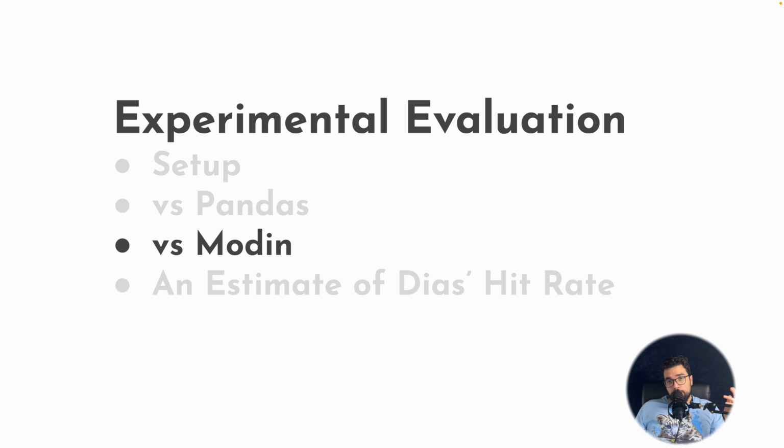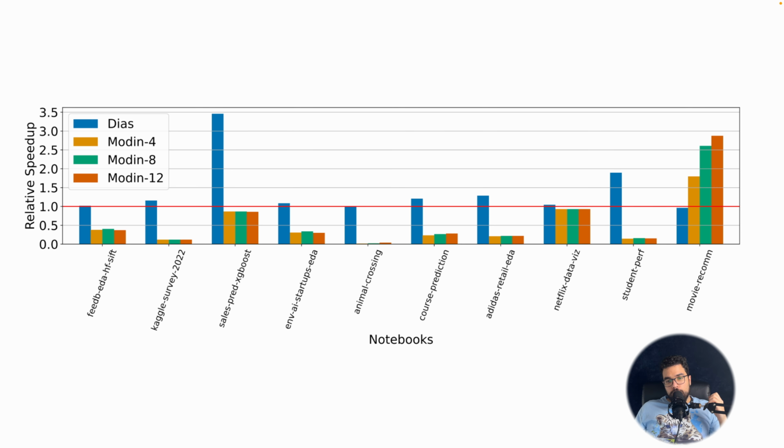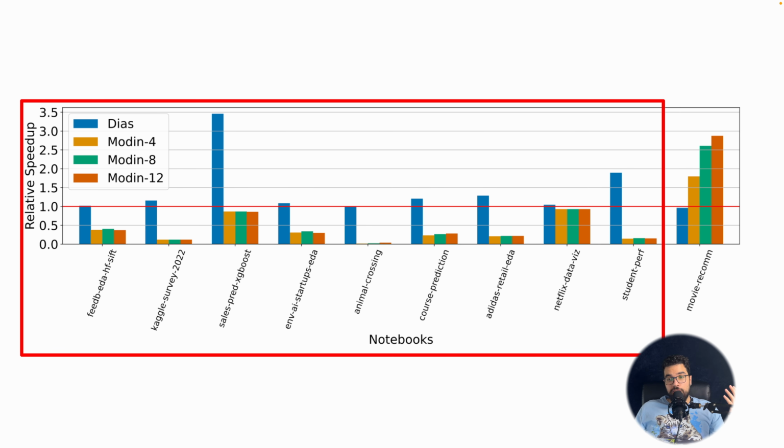Then we compared DAS with Modin, because it's the most popular Pandas alternative. So here on the x-axis, again, we have the 10 notebooks. On the y-axis, we have the relative speedup, again, based on Pandas, and we have 4 configurations. So we have DAS, we have Modin with 4 cores, Modin with 8 cores, and Modin with 12 cores. And what we can see here is that DAS is consistently faster than Modin. In fact, it's faster in 9 out of the 10 cases. And for these 9 cases, it's not just that DAS is faster than Modin, it's also that Modin is slower than the baseline Pandas. In fact, sometimes significantly slower.